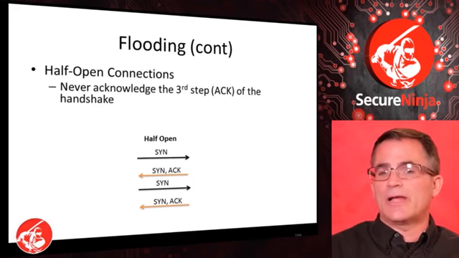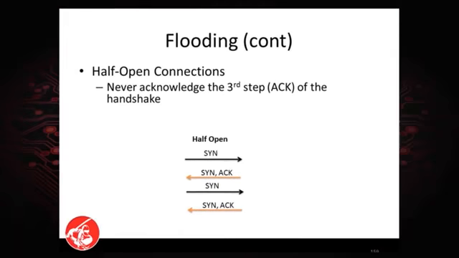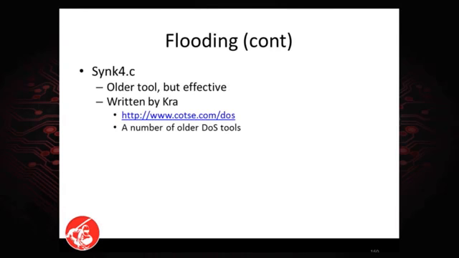Half-open connections never acknowledge the third step of the handshake. We send SYN, get SYN-ACK, and we just keep sending out SYNs. As I said, eventually enough half-open connections will crash the service. This example here on this slide is of Synflood.c. It's an old tool, but still very effective. It's written by a hacker named Kra, who wrote a number of older denial of service tools. But Synflood.c, as you'll see, actually still does work as a SYN flooding tool.